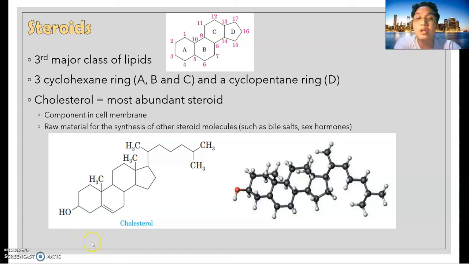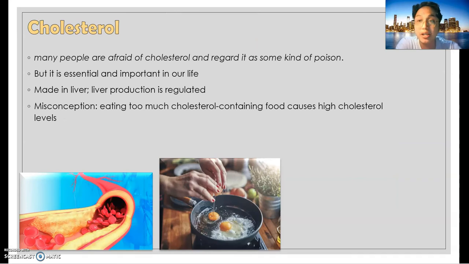So let's go to your cholesterol. Here you can see the three cyclohexane rings with a cyclopentane ring, with alkyl groups attached, an OH, and a double bond. Your cholesterol has a bit of a bad reputation because high cholesterol causes high blood pressure, and so on. But you know guys, cholesterol is important and essential in our lives. It has a structural role and messenger roles.